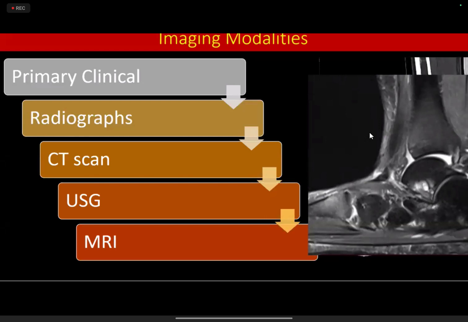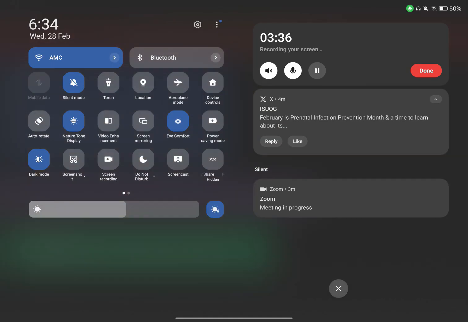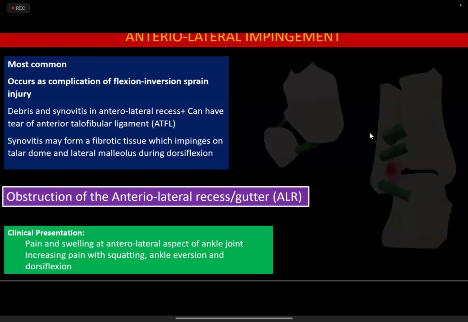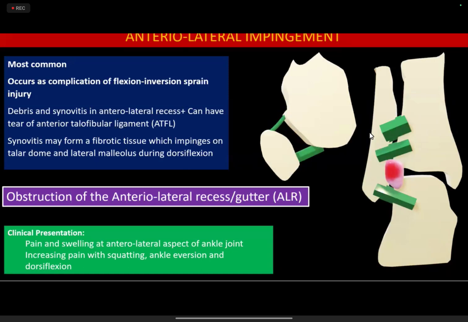Let us come to the most common type of impingement, the anterior lateral impingement. It occurs as a complication of flexion inversion sprain injury. Patients usually present with pain and swelling along the anterior lateral aspect of the ankle joint, which usually increases when the patient is squatting, or doing ankle inversion or dorsiflexion. The suggested etiology is a long-term flexion inversion sprain injury, which leads to either debris formation or synovitis in the anterior lateral recess.